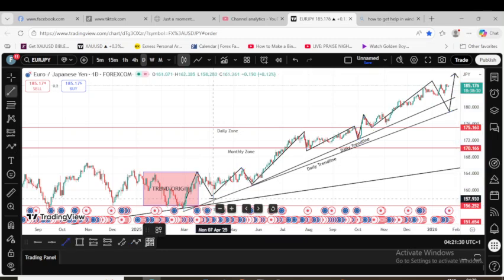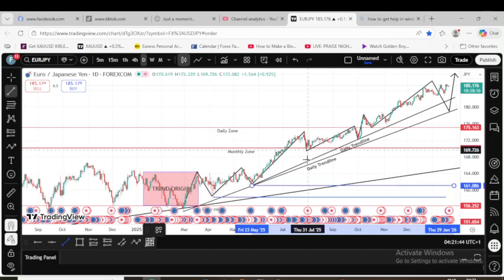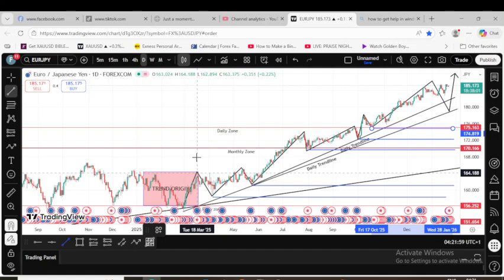So next thing we're going to do is identify our swing highs and our swing lows. So this is our higher low. This is another higher low. This is another higher low. This is another higher low. We have here another higher low. And that's it.